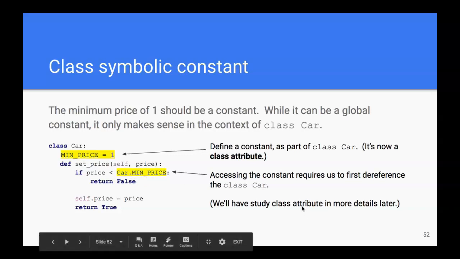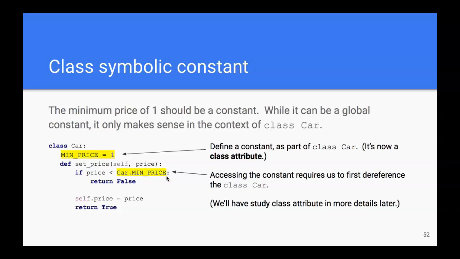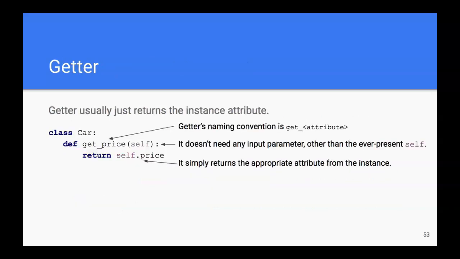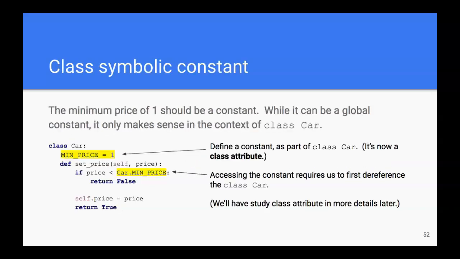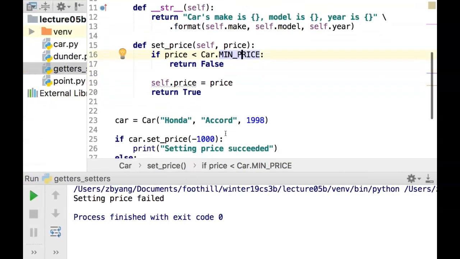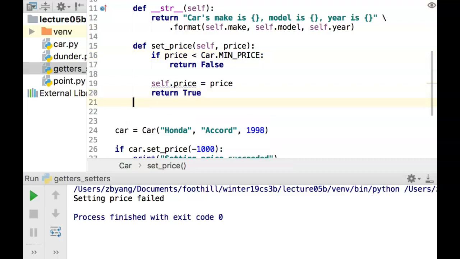Okay, and we're going to have a lot more to say about class attributes later, but I just want to put this out here so that we at least have an idea of how to define constants in the context of a class. So that's so much for the setter. Now let's define the getter. Getter is a lot simpler.